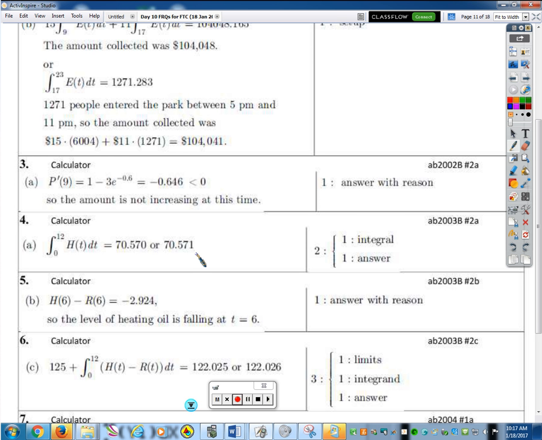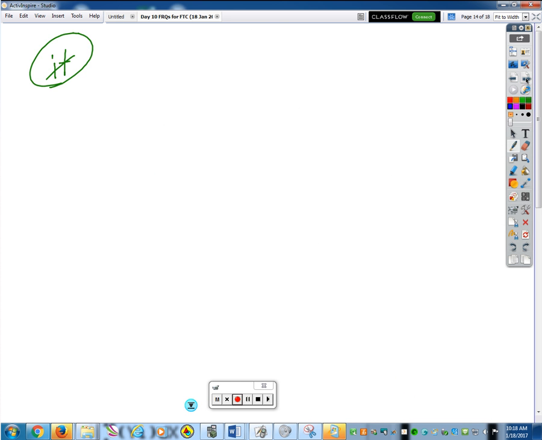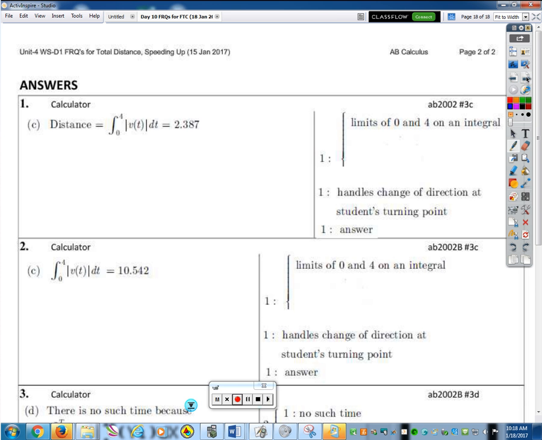So this isn't with that problem, just with the scoring guidelines. When it says it handles change of direction, that's a way of giving some partial credit if everything else isn't right.